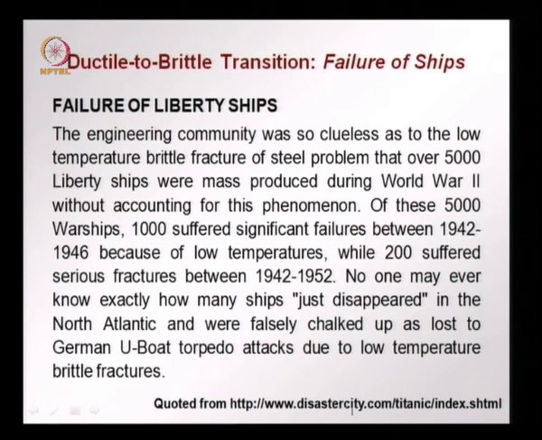A similar ductile to brittle transition also occurred in the failure of the Liberty ships. Over 5,000 Liberty ships were produced during World War II without taking into account this phenomenon of ductile to brittle transition. About 1,000 of these failed between 1942 and 1946 because of low temperatures, and 200 had severe fracture, again between the period of 42 to 52.